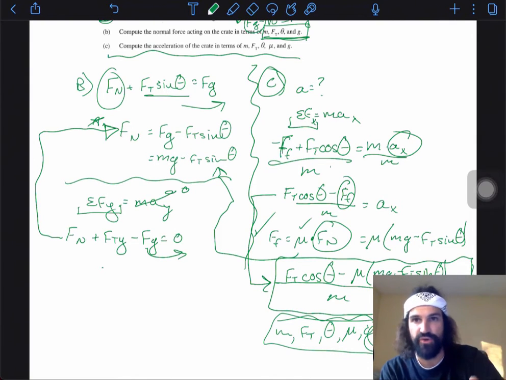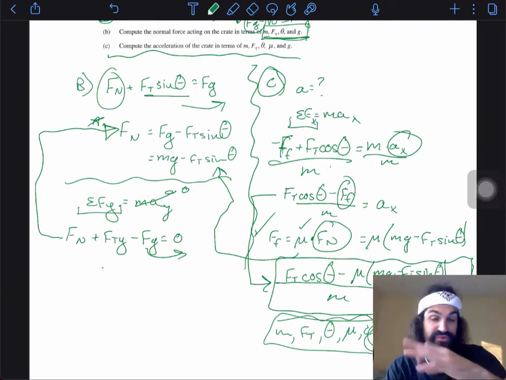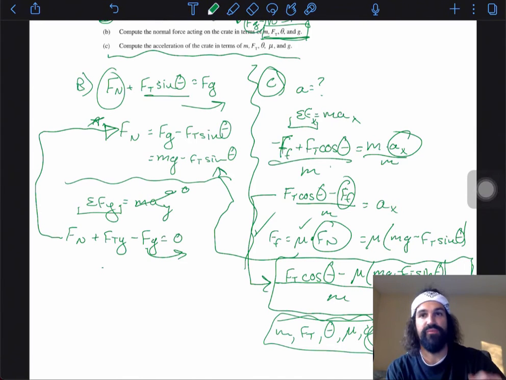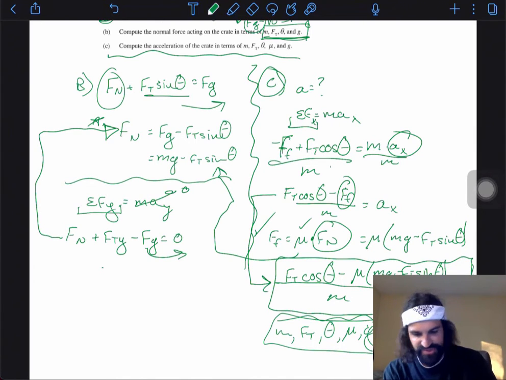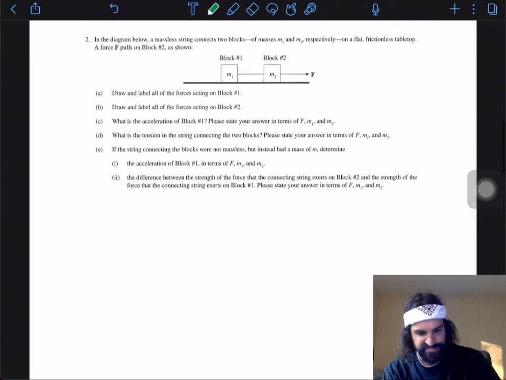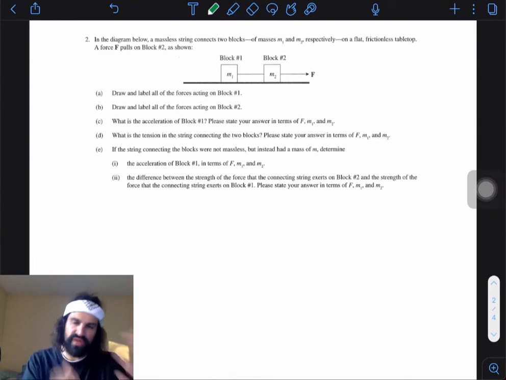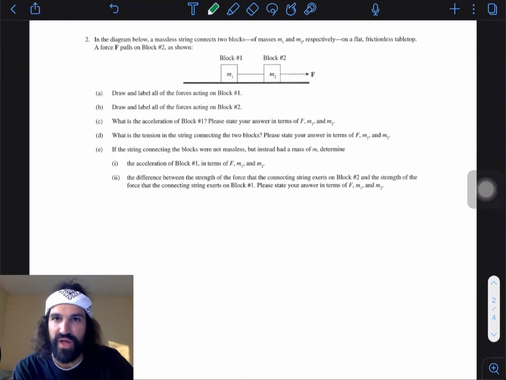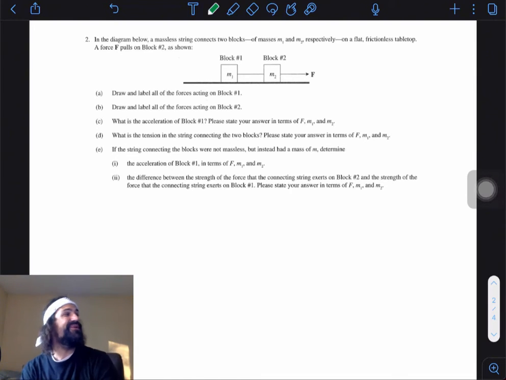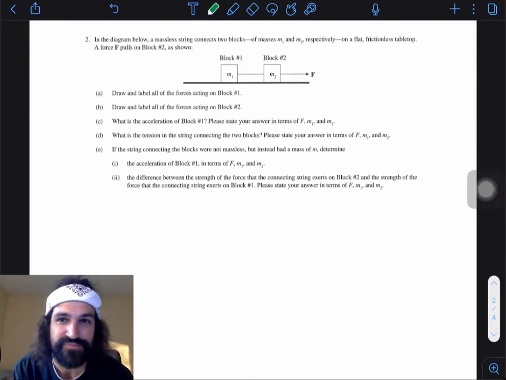If you need to go back, pause it, rewind that section, and rewatch number 1. But I'm going to jump to number 2. First thing I do whenever I see a problem is look at the diagram. I see 2 blocks attached with what appears to be a rope and pulled with force F. I don't know if that F is a tension force or just someone grabbing the block and pulling it, but there is that force F. They label them block 1 and block 2 with mass M1 and M2. So there are no numbers provided in this question.